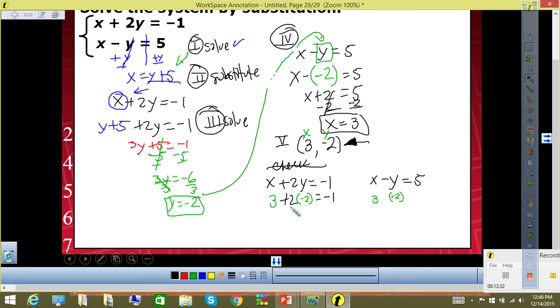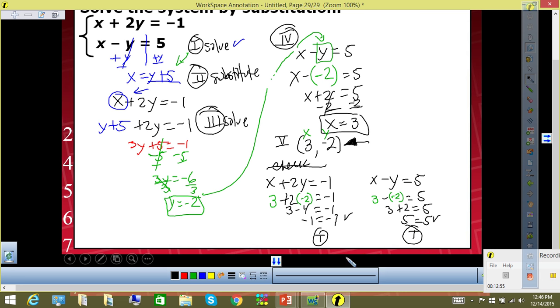I'm going to do this one first. 2 times negative 2, that's negative 4. Bring down the 3. What is 3 minus 4? Negative 1 equals negative 1. That's true. All right. Bring down the x minus y equals 5. What is negative times a negative? Positive. 3 plus 2. What is 3 plus 2? 5. Is 5 equal to 5?